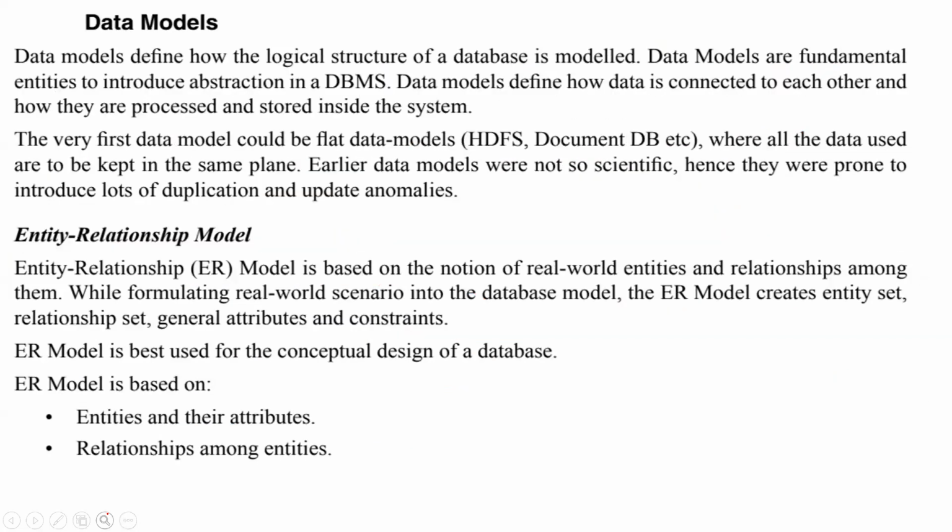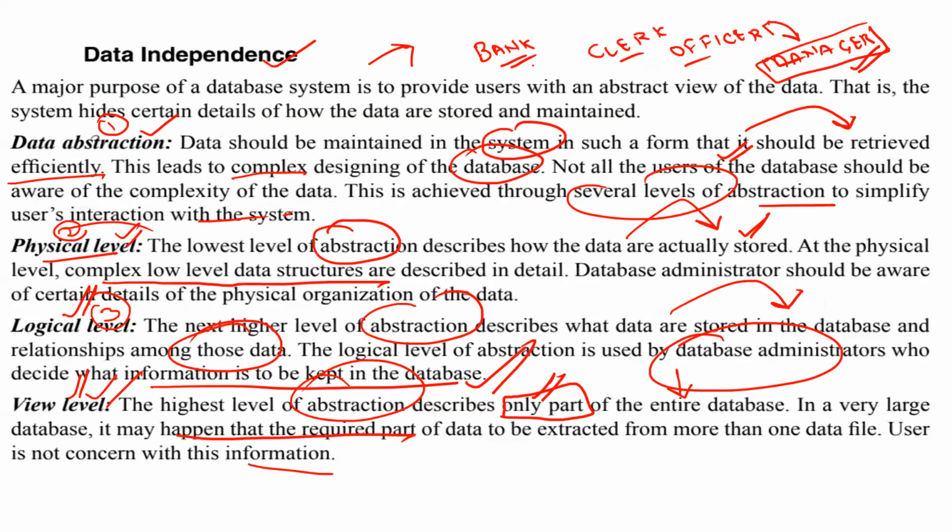Next one is data models. Very, very important. In this session, we will discuss only one data model, that is the entity relationship data model. Very basic thing. A data model defines how the logical structure of a database is modeled. Data models are fundamental entities to introduce abstraction in a database management system. Data models define how the data is connected to each other and how it is processed and stored inside the system.